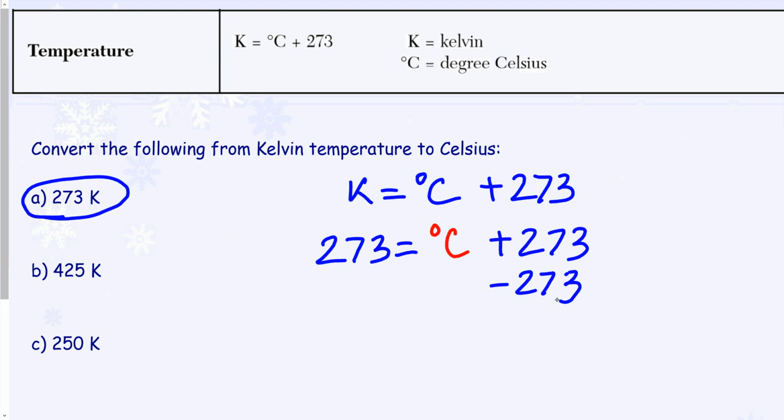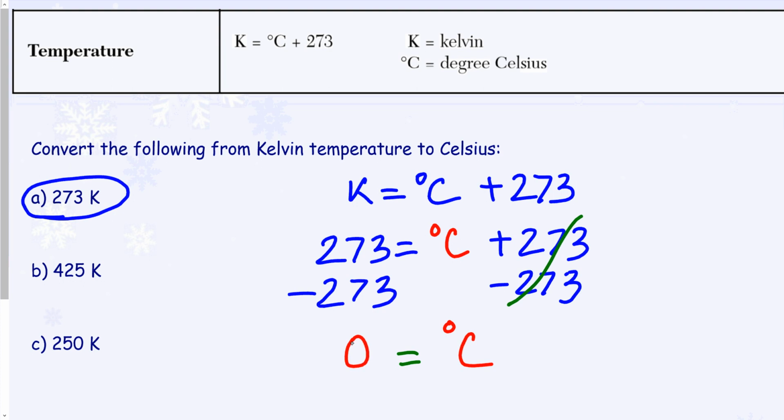And you can't just remove one thing from the right side. You have to do the same thing on both sides because it has to be balanced. So when you do that, these 273 will cancel each other out, resulting in your degree Celsius isolated, right? It's left alone on the right side. And then you can do your calculation on the left side over here. So 273 minus 273, that will be 0.